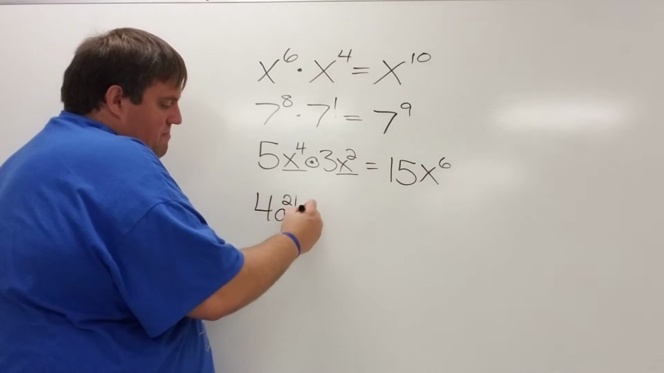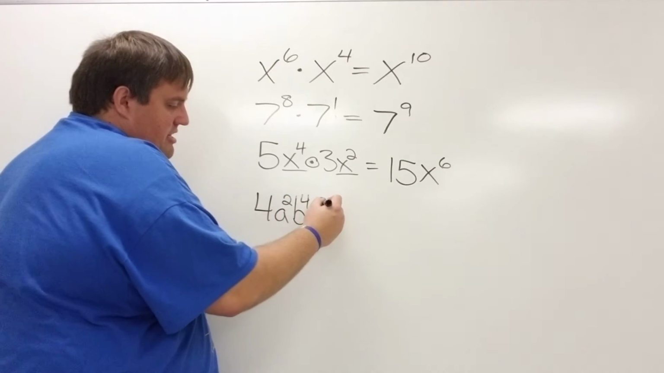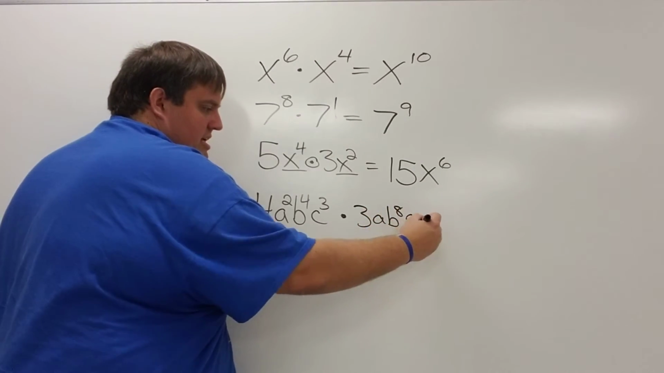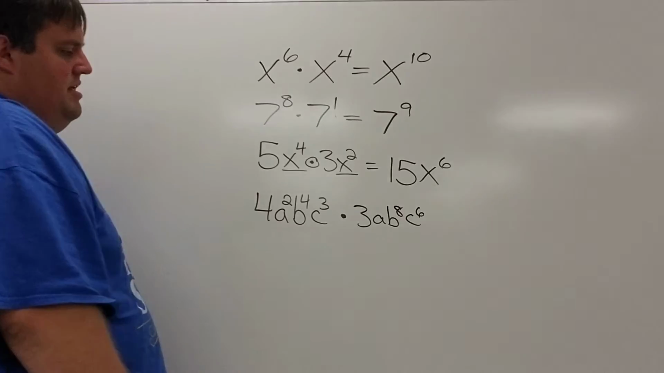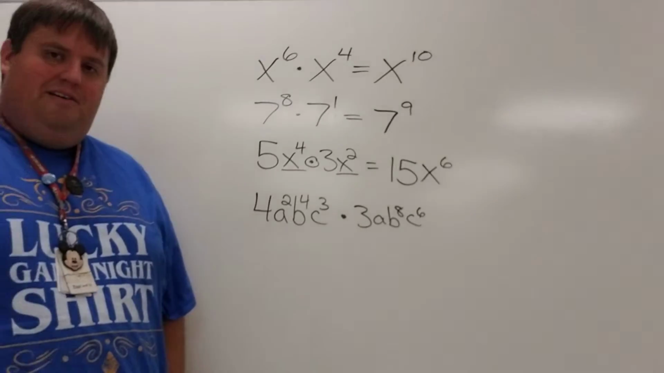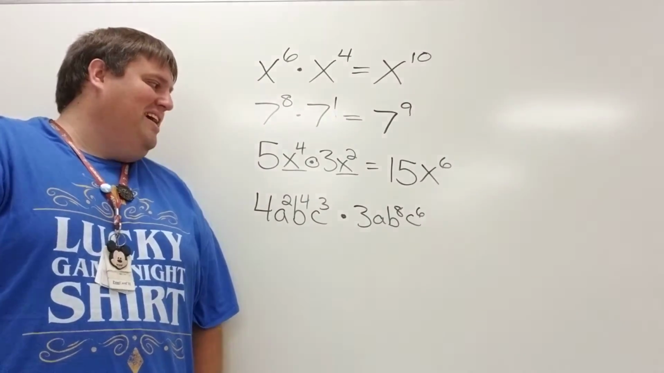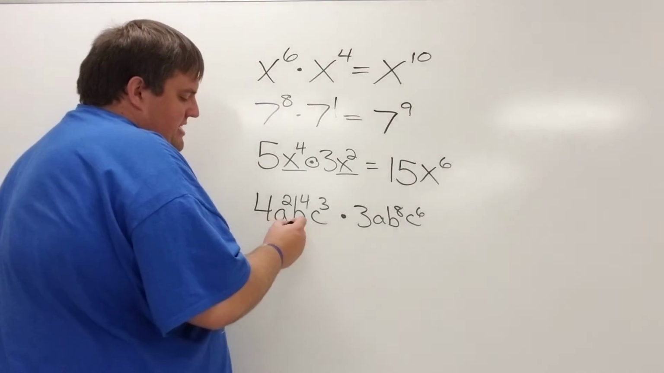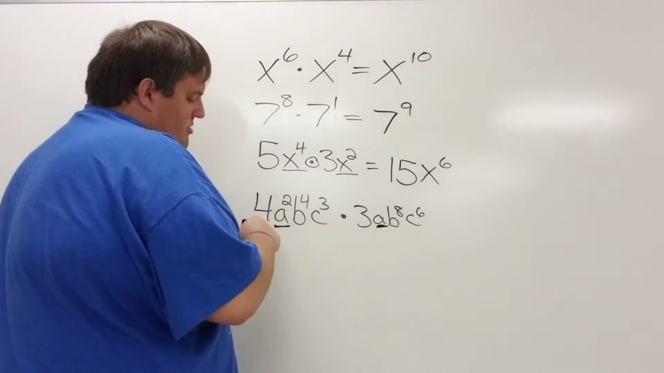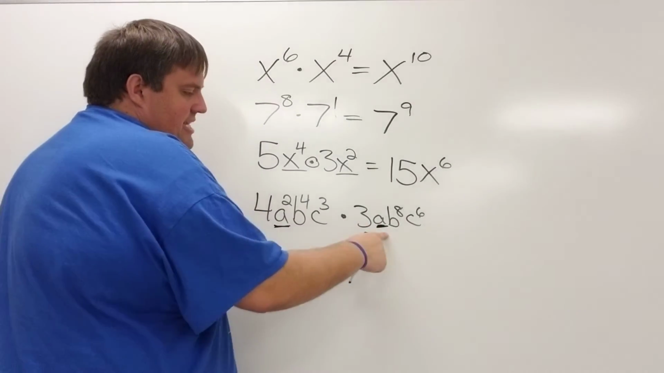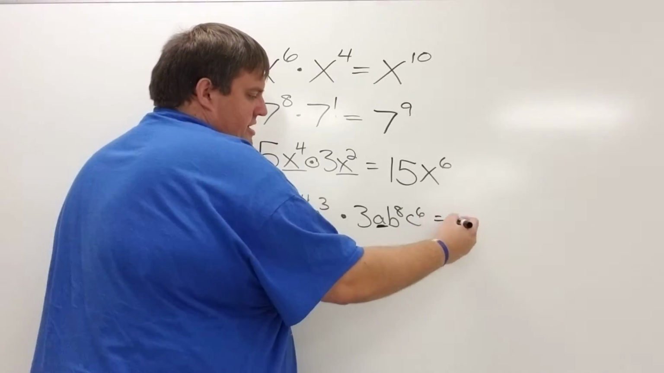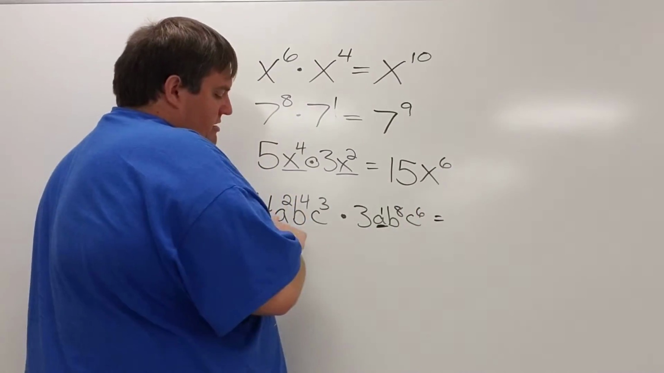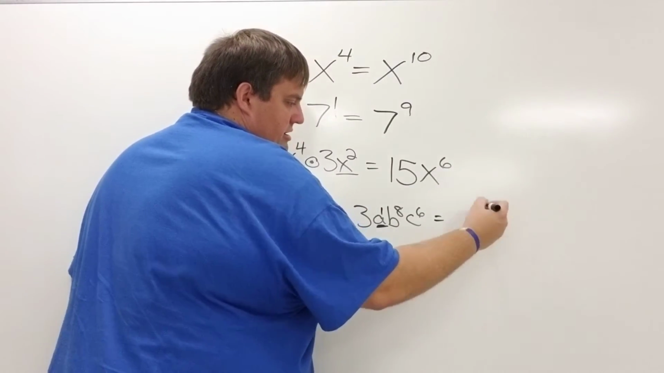4a squared b to the 4th c to the 3rd times 3a b to the 8th c to the 6th. Now it's getting crazy up in here, right? So our same idea. We're going to use our multiplication rule. That means we got to keep these bases that are the same. So 3 and 4 are not the same base. The a's, however, they do have the same base. So there's 2 of them here, there's 1 of them here, because there's nothing there. So we add those, that gives me a to the 3rd.